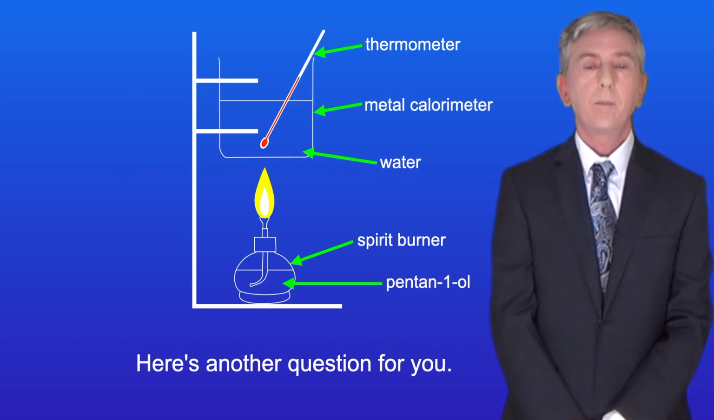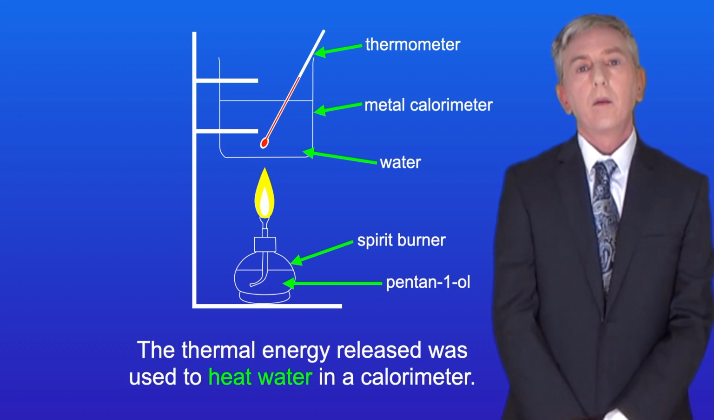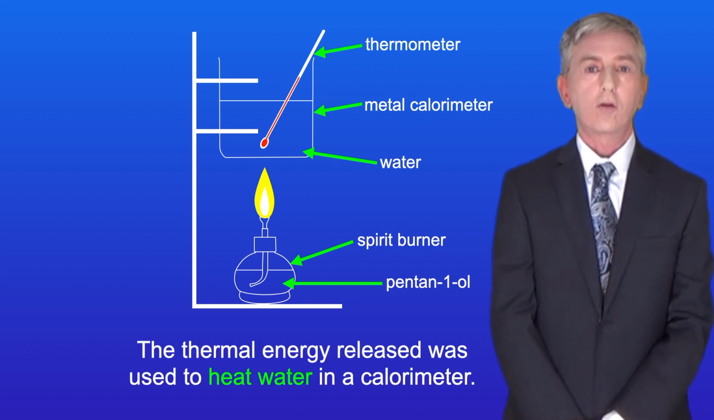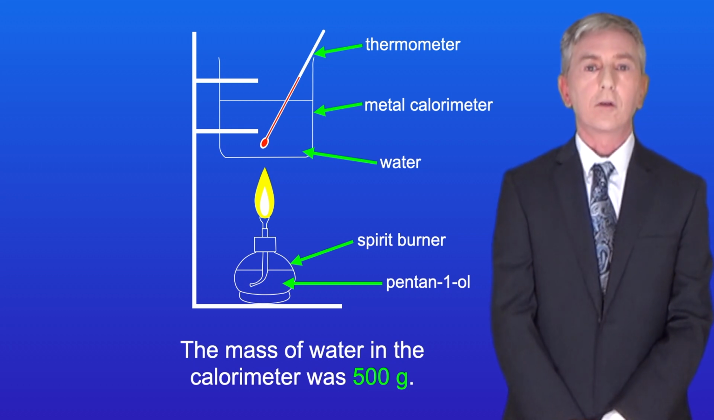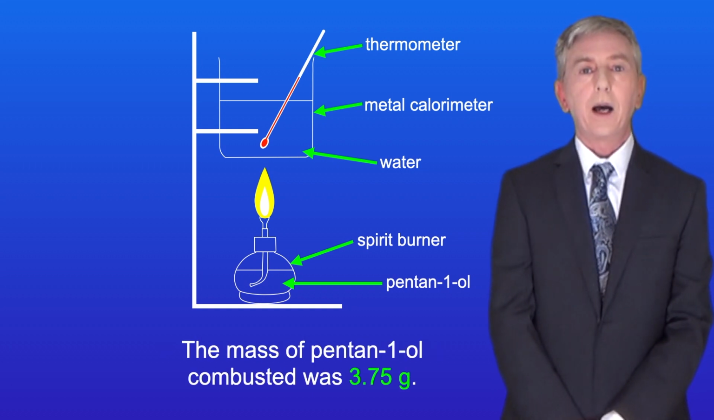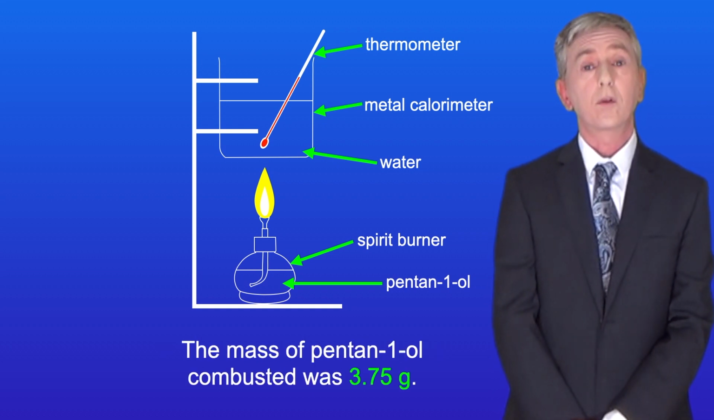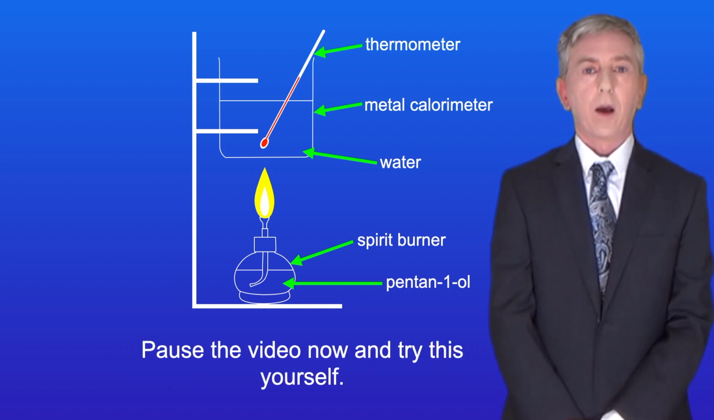Here's another question for you. Pentan-1-ol was combusted in a spirit burner. The thermal energy released was used to heat water in a calorimeter. The mass of water in the calorimeter was 500 grams. The temperature of the water increased by 28.0 degrees Celsius. The mass of pentan-1-ol combusted was 3.75 grams. Calculate the standard enthalpy change of combustion of pentan-1-ol. So pause the video now and try this yourself.